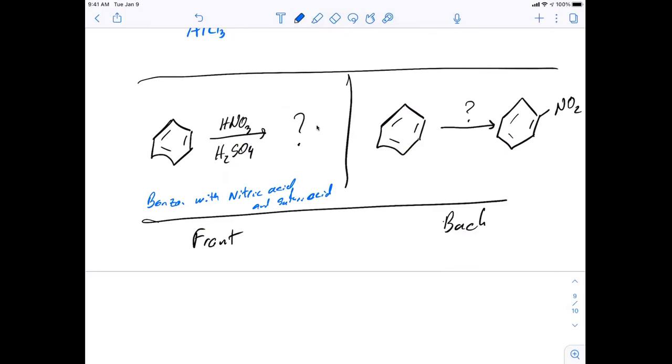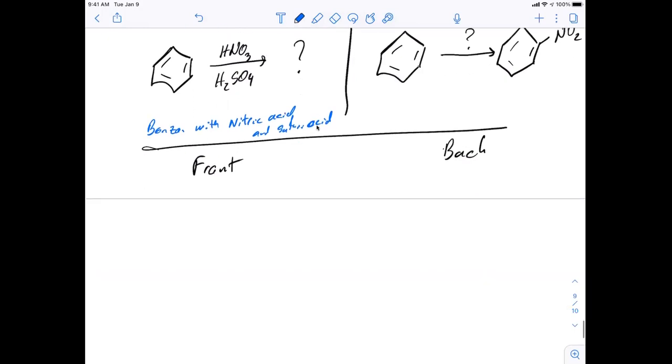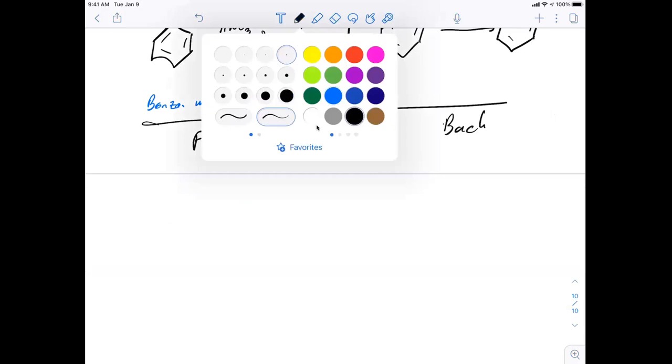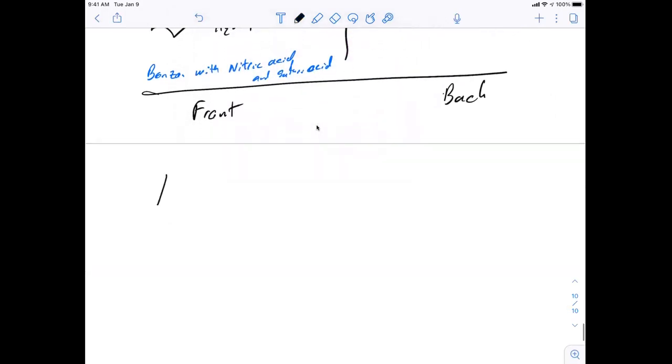All right, we got some time left, so I do want to go ahead and don't want to waste too much time. So let's go ahead and move into activation and deactivation.